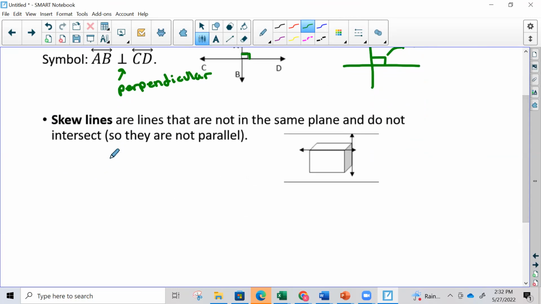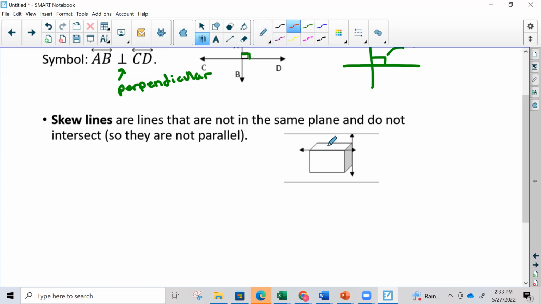Now, probably the least familiar one is skew lines. Skew lines are lines that are not in the same plane and do not intersect. So they're not parallel and they don't intersect. Usually you need a three-dimensional figure to show skew lines. An example would be that this line here and this one here in the back of the box are skew. They don't intersect because this one is on the front and this is on the back, and they're not parallel.